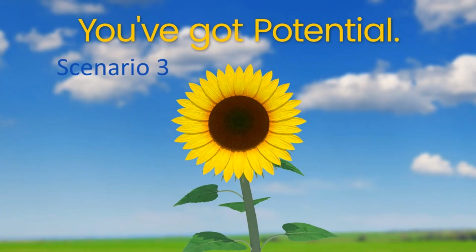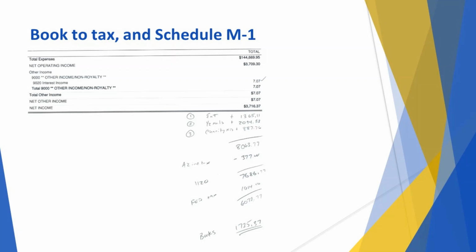Let's take a look at Scenario 3. Our first 2 examples were pass-through entities. This example is a small C corporation. You can see that we have 3 adjustments: non-deductible entertainment, half of meals, and non-deductible charity. Their charitable contributions were made to a private GoFundMe campaign, not a qualified 501c3 organization.